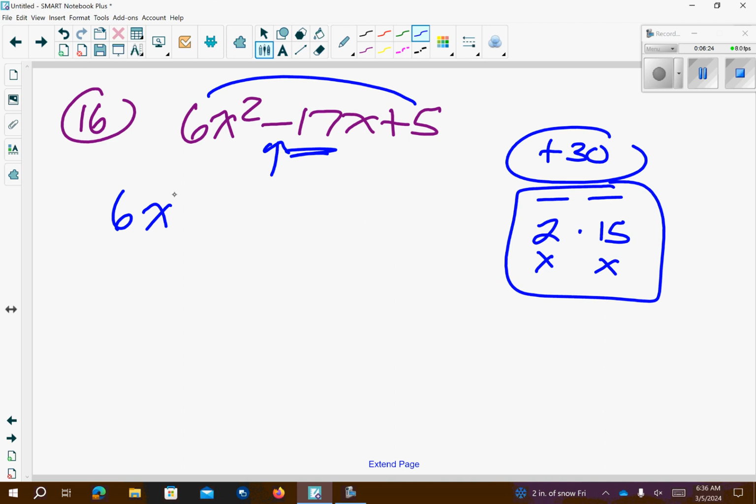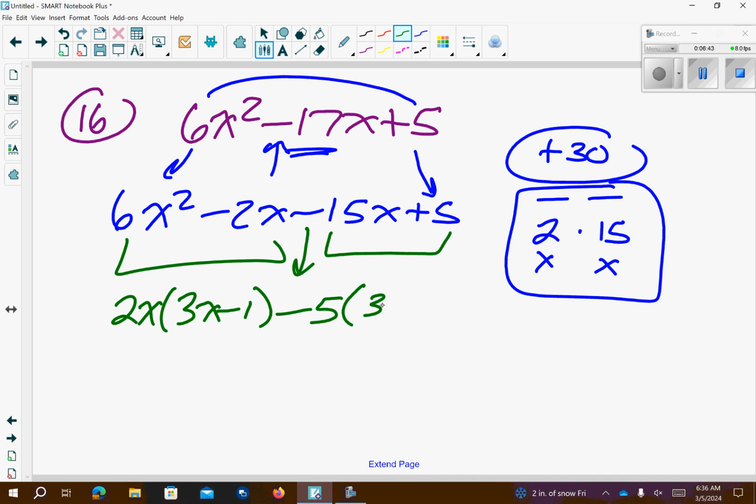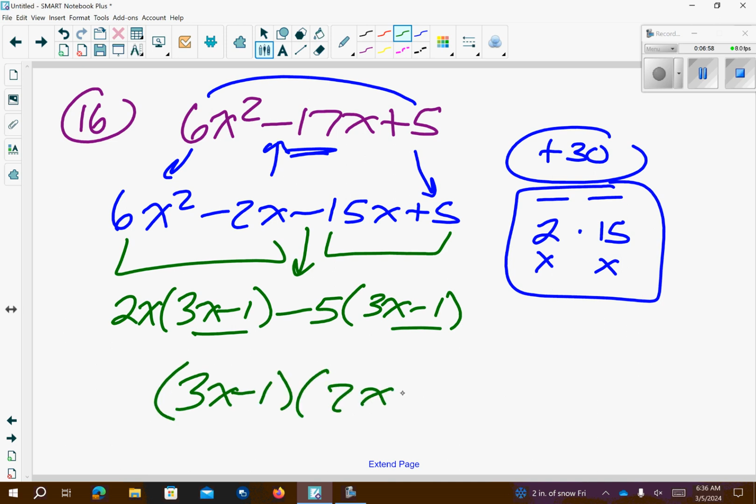So I'm going to have 6x squared minus 2x minus 15x plus 5. Remember, you bring your ends straight down. And we're going to take a look. I'm going to factor a 2 and an x out of both of those. That's going to leave me 3x minus 1. This negative sign comes down. I'm going to factor a 5 out of both of those, and that's going to leave me 3x minus 1. Remember, I've changed the signs. So negative 5 times 3x is negative 15x. Negative 5 times negative 1 is positive 5, so it's fine. Those are the same. That's what we want. And then I get this for an answer.